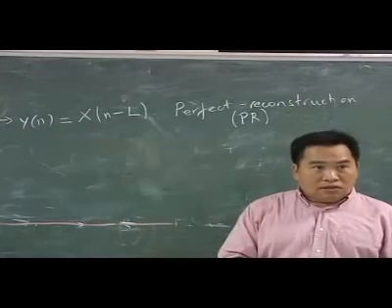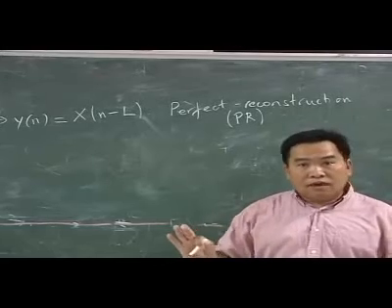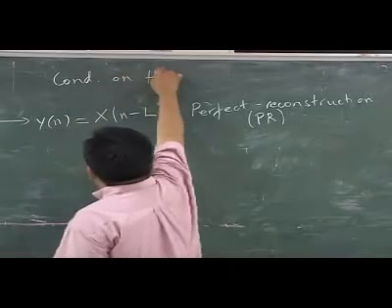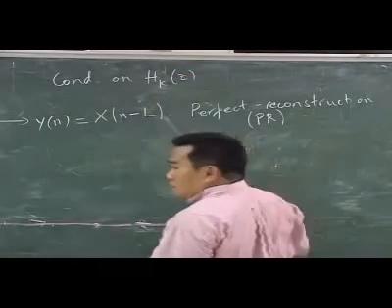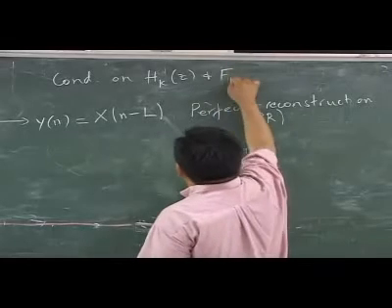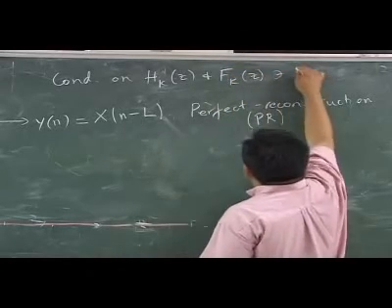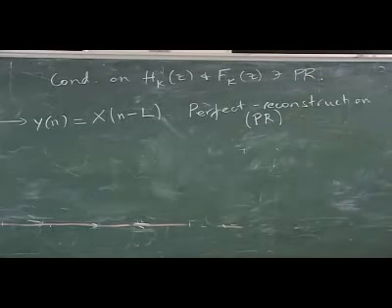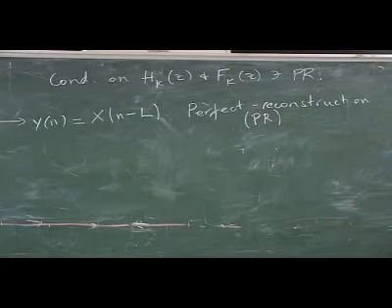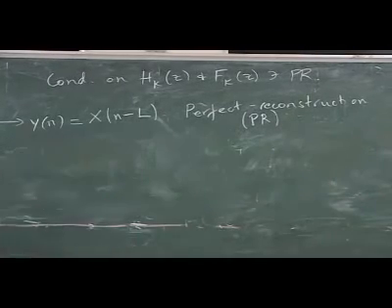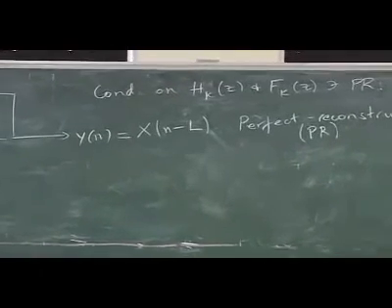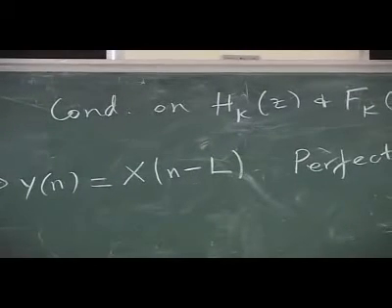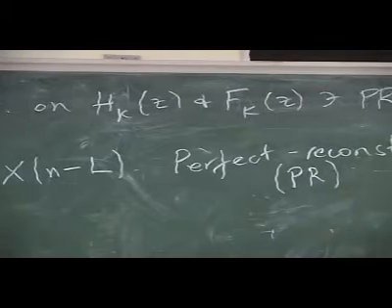Okay? Is that clear? So my next step is to find the condition on the filters H0, H1 and F0, F1 such that this one is PR. Is that clear? Okay. There are many ways of doing this. The easiest way is working in the Z domain or frequency domain. I hope you know what the Z transform is. So we're going to write this in the Z transform domain.